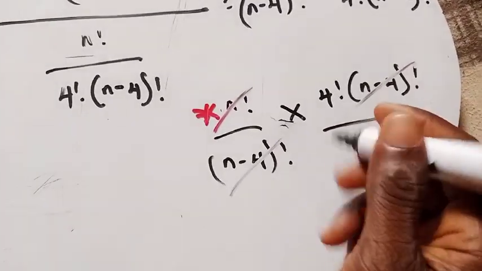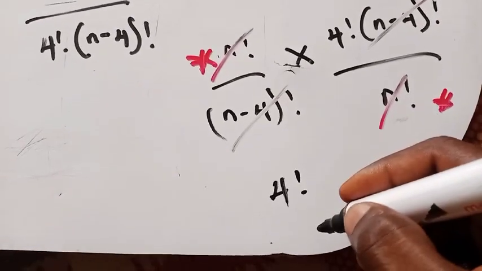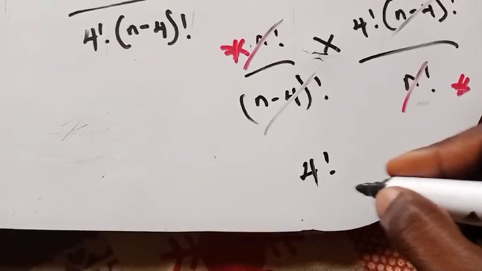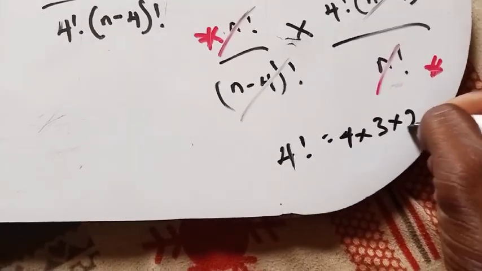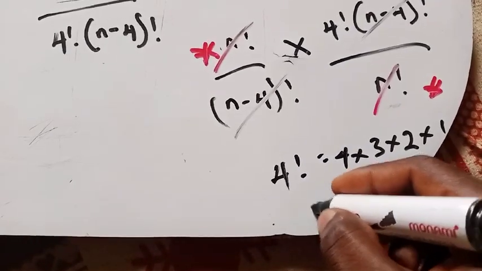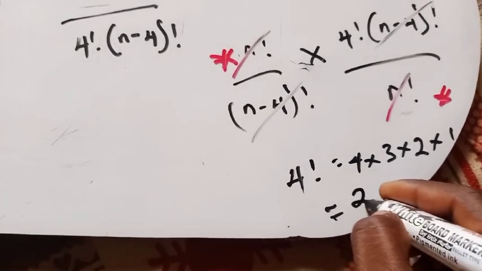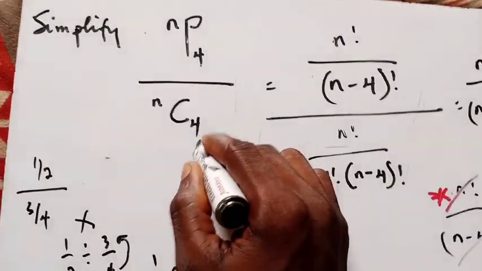Okay, so here you have our final answer to be equal to 4 factorial. As I said earlier on, the meaning of this 4 factorial is 4 multiplied by 3 multiplied by 2 and then multiplied by 1. Is that okay? And then the final answer here should be 24. So 24 is the answer to this question.